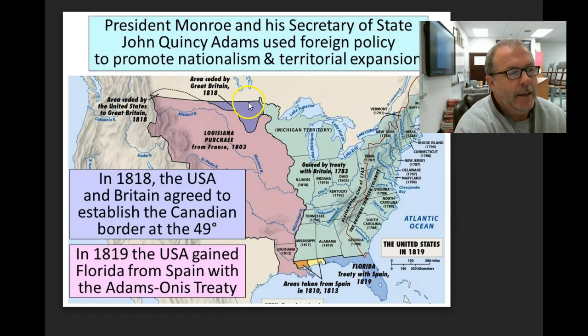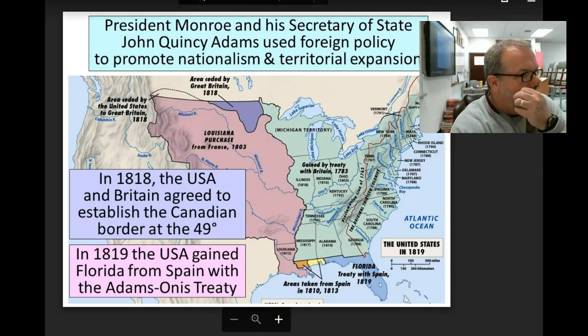expansion of the Treaty of 1818 north all the way to the Pacific Ocean, which would establish our northern boundary of the United States at the 49th parallel. And this was a disagreement with Great Britain over who would control Oregon, and it was eventually solved during this time period.